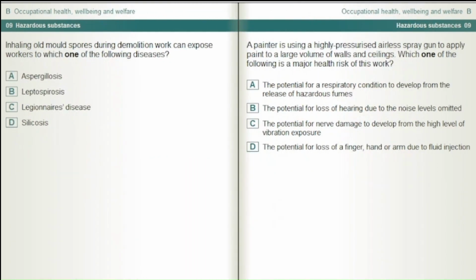Inhaling old mould spores during demolition work can expose workers to which one of the following diseases? Aspergillosis, leptospirosis, Legionnaire's disease, silicosis.